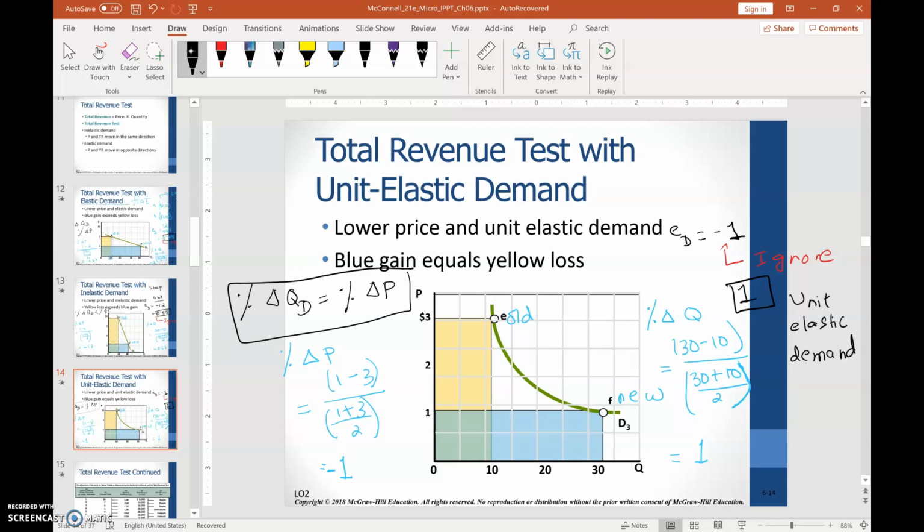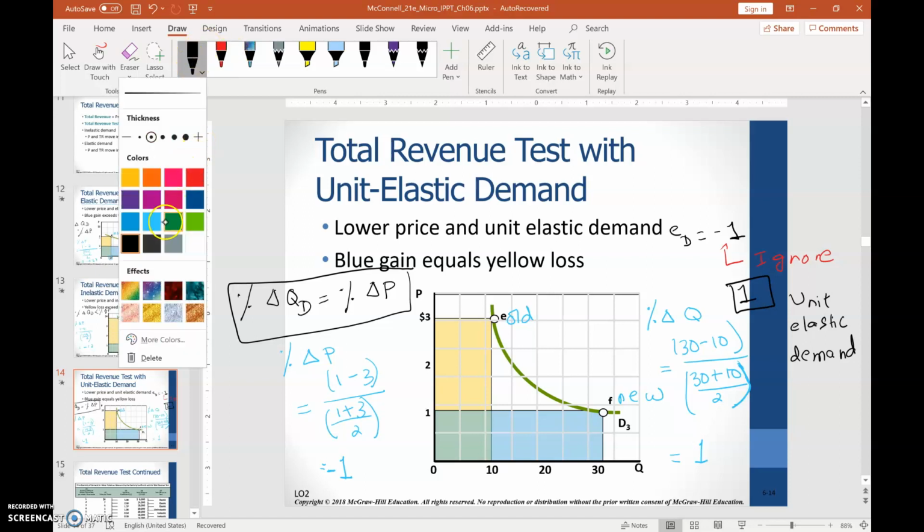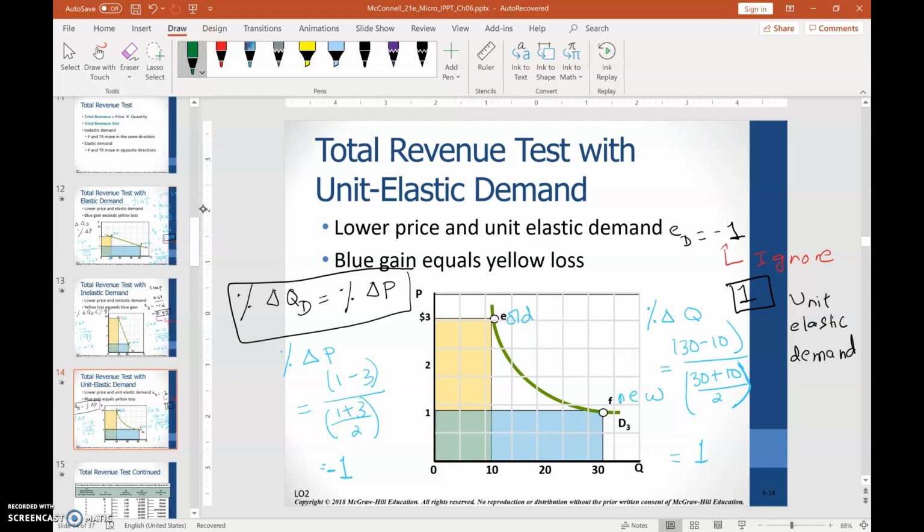Again, just try to focus on this issue. The percentage change in price is gonna be the cause. So change in price is the cause and change in quantity demanded is the effect.